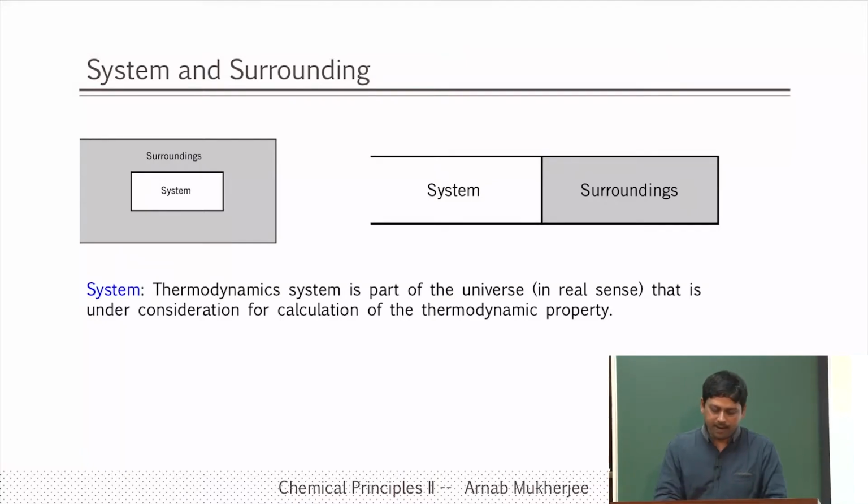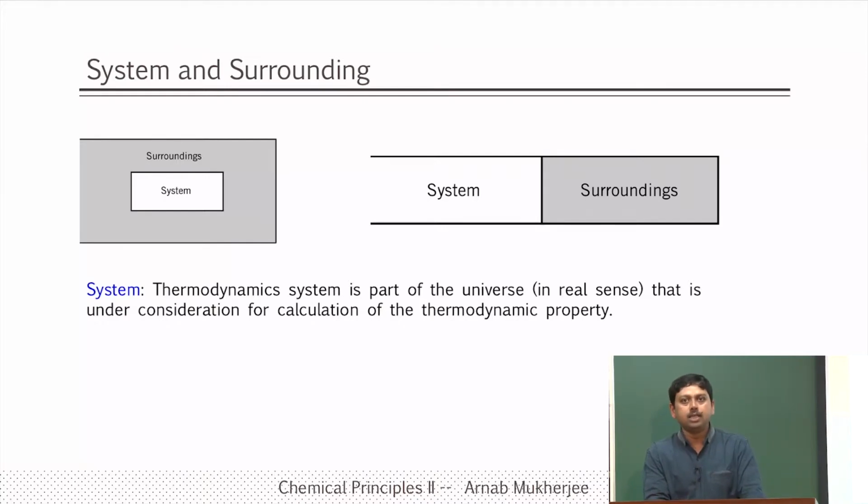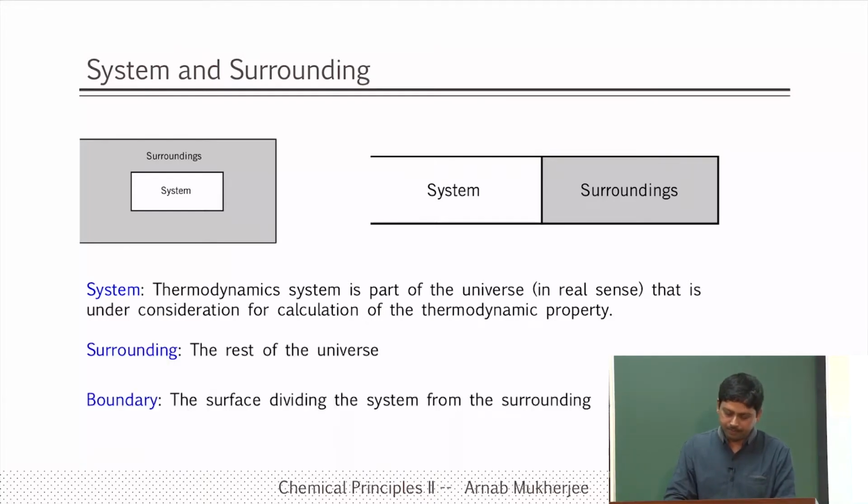A thermodynamic system is the part of the universe. By universe I mean the physical universe, the universe in which we live in the real sense, that is under consideration for calculation of the thermodynamic property. So, we can say that a glass of water is a system and everything else apart from that glass of water is the surrounding. As I said, the surrounding is the rest of the universe, and the boundary is the surface which separates the system from the surrounding. Here we can say that this part is the boundary, and here this part is the boundary.